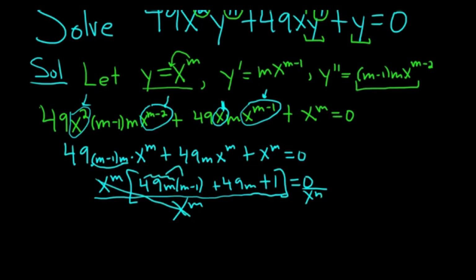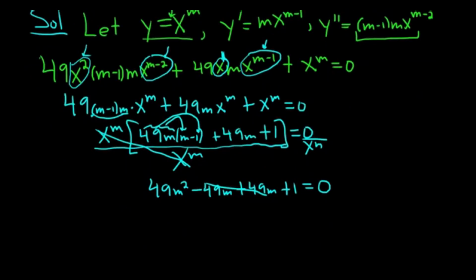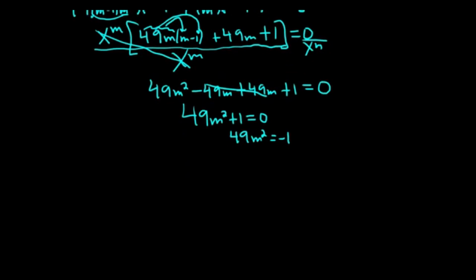So 49m times m is 49m squared. Then here 49m times negative 1 is negative 49m. Then we have plus 49m, and then plus 1, and all of this is equal to 0. These cancel, boom. So we end up with 49m squared plus 1, and that's equal to 0. I guess we could solve this for m. We could subtract 1. So we would get 49m squared equals negative 1. And then to finish solving this, we would divide by 49. So m squared is equal to negative 1 over 49.